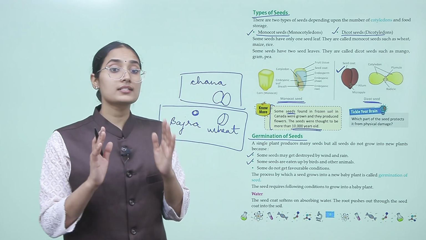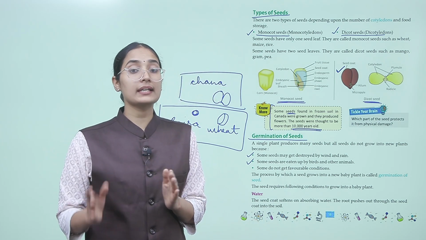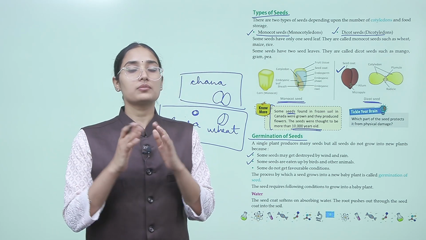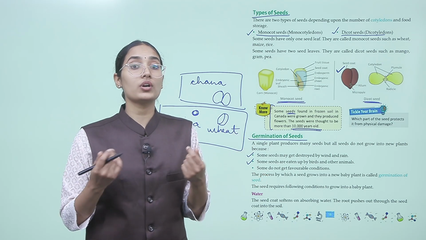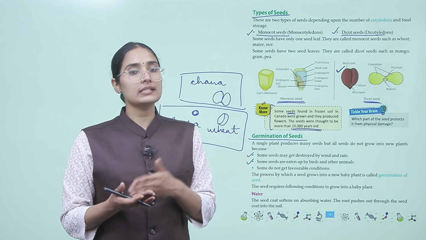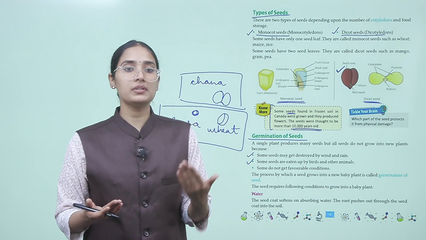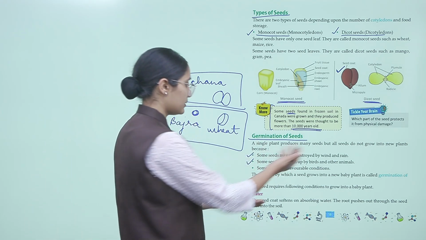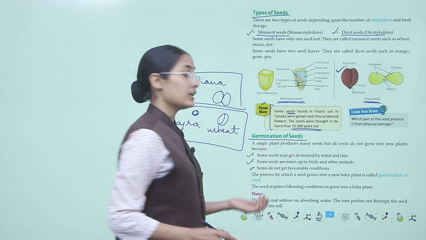Another case, some seeds are eaten up by birds and other animals. Since a seed contains what? The energy source, the stored food. So, birds and animals also eat them just like human beings. In that case, those seeds cannot grow.